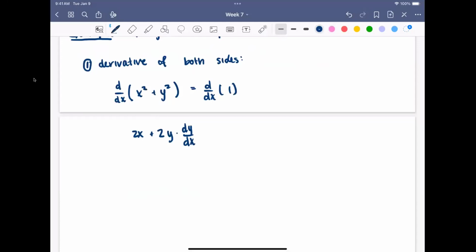Okay, so then what is the right hand side? What's the derivative with respect to x of 1? Yeah. Okay, so then step 2, we have to solve for dy/dx.